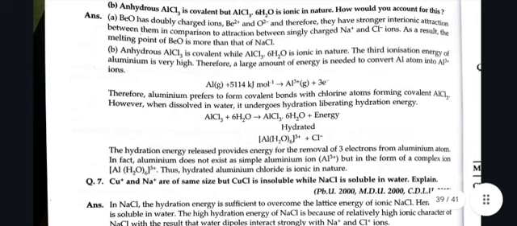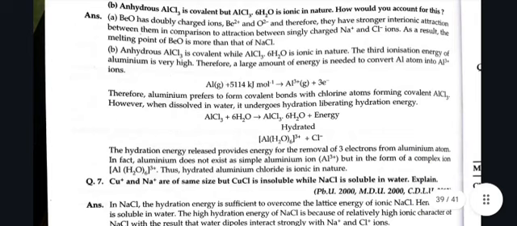Anhydrous AlCl3 is covalent, but AlCl3.6H2O is ionic in nature. How do you account for this? The third ionization energy of aluminium is very high. Therefore, a large amount of energy is needed to convert Al atom into Al3+. Therefore, aluminium prefers to form covalent bonds with chlorine atoms, forming covalent AlCl3.